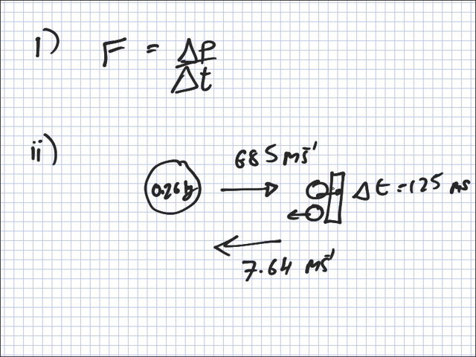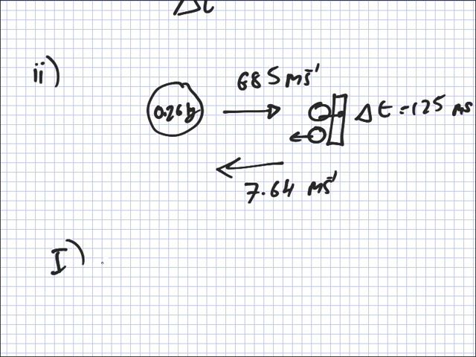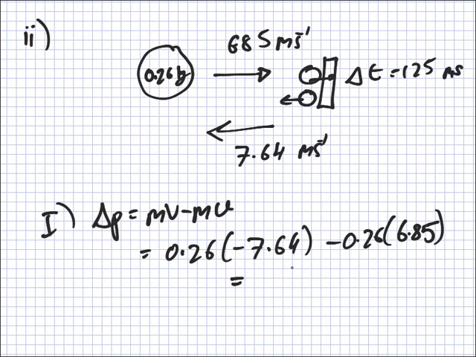So the child is giving it a force. Now, it's only for a small time though, but still. What is the change in momentum? So that's mv minus mu, which is 0.26 times minus 7.64 minus 0.26 times 6.85. Can you type that in, please? Let's see what we get.